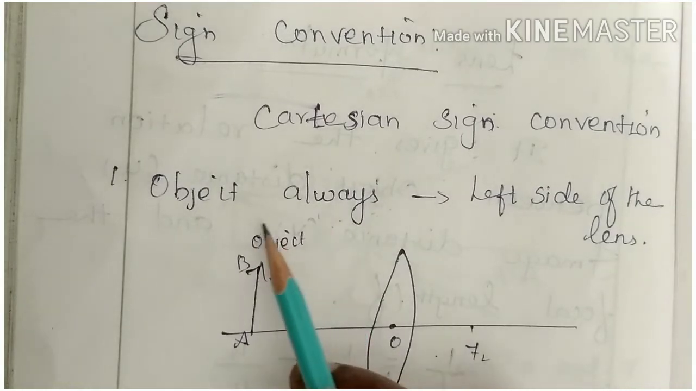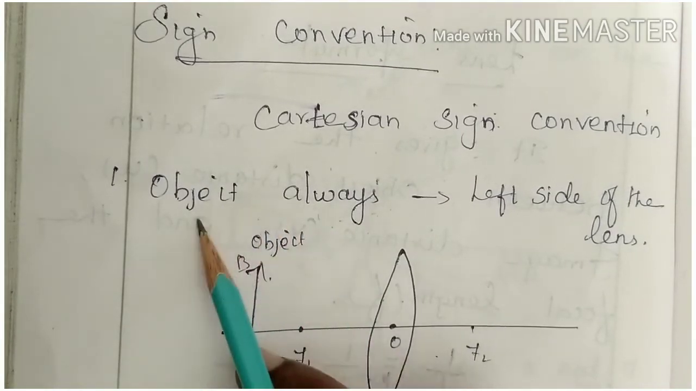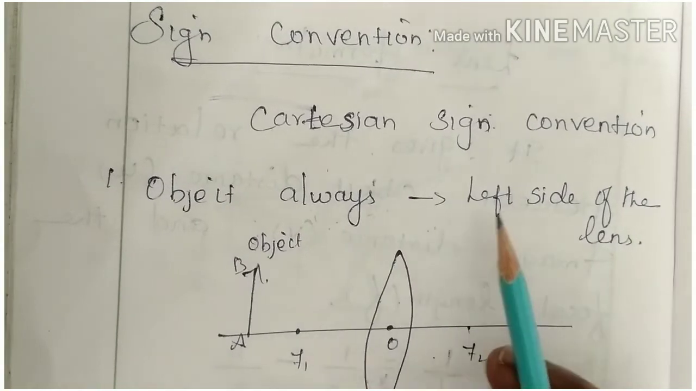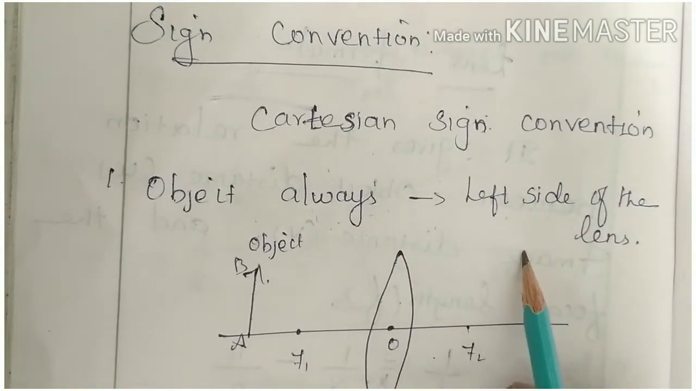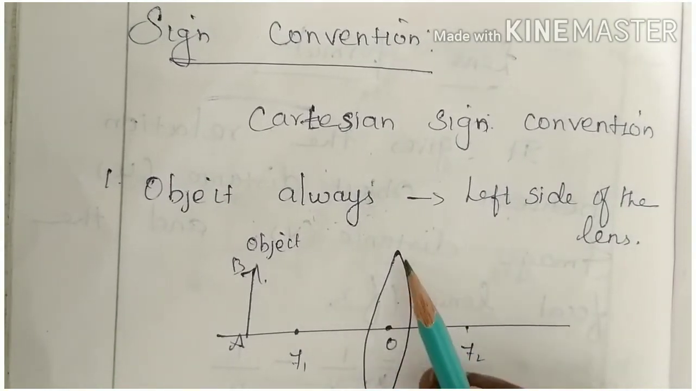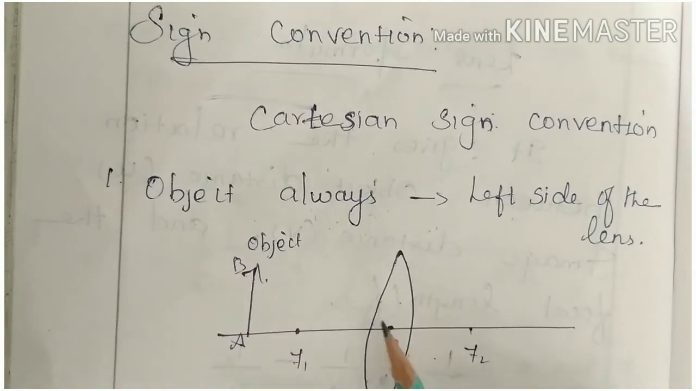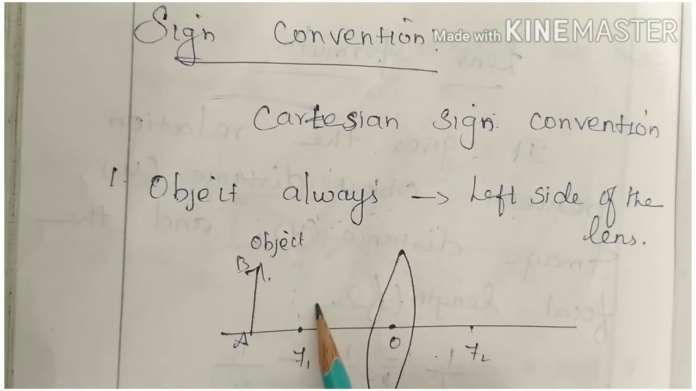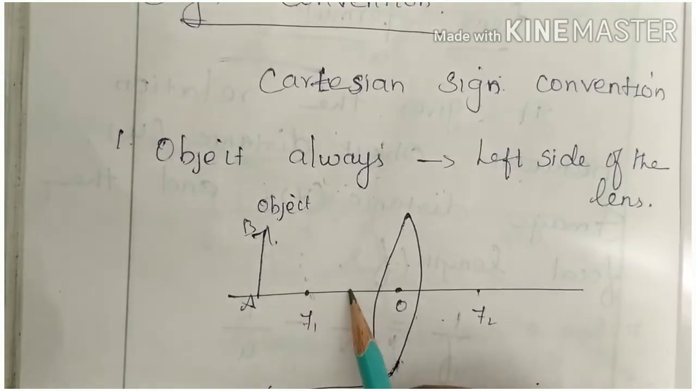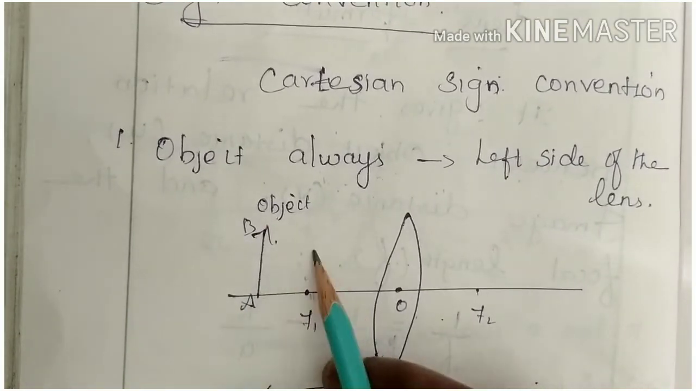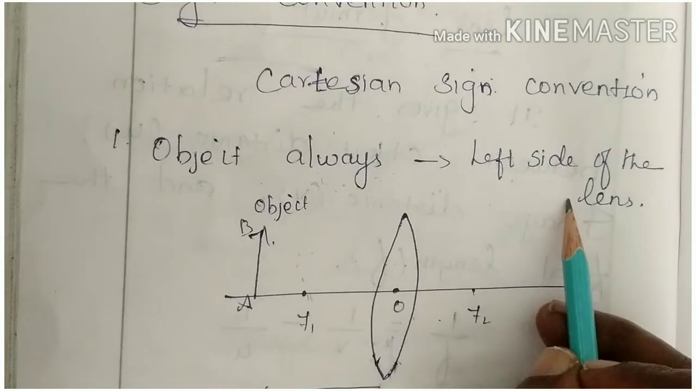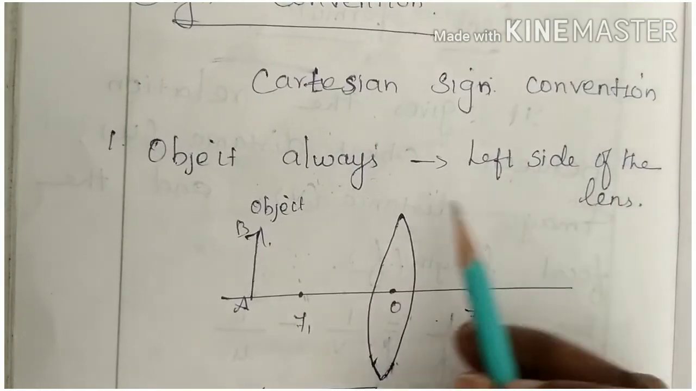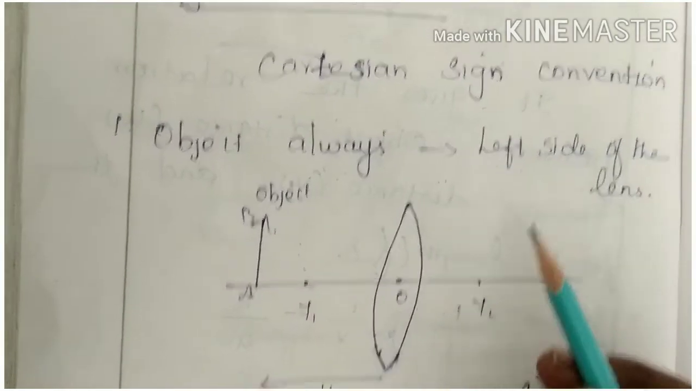Always we have to place the object to the left side of the lens. Whatever lens we are using, concave or convex, the object is always on the left side. This is the left side of the lens. All objects should be on the left side. This is the first sign convention. Where do you have to place the object? On the left side of the lens.